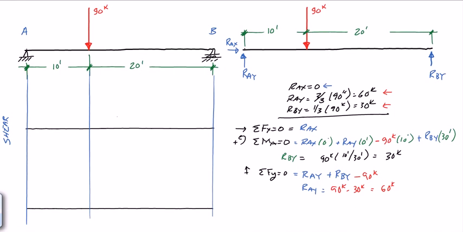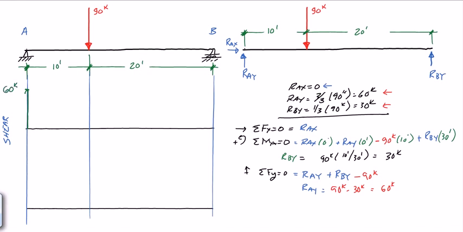So we'll start with shear. The shear at our point A is going to equal the reaction at A, which is 60 kips. So I'm going to go up about 60 here. So this is 60 kips.